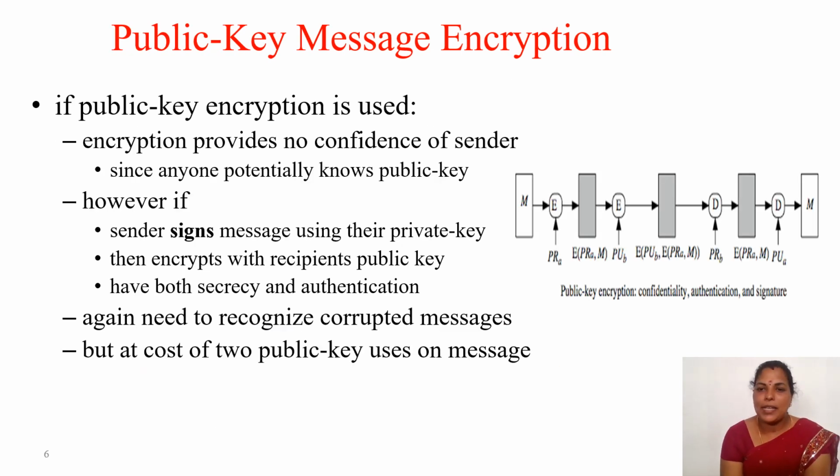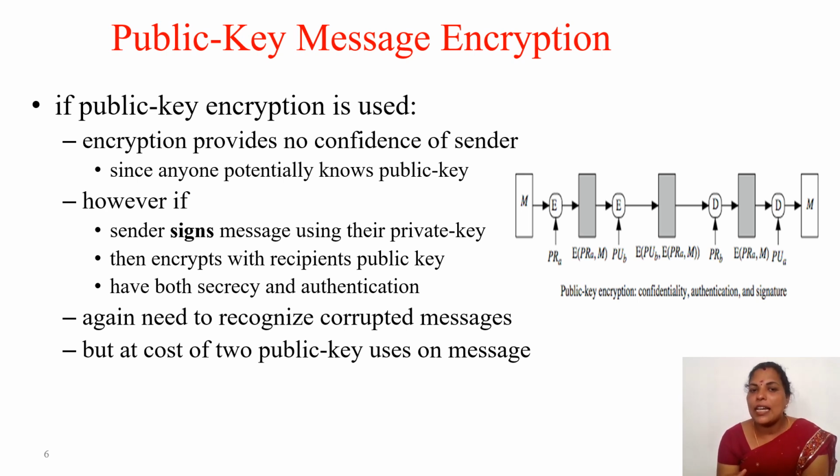Coming to public key message encryption, we know that in the public key encryption process we have two keys. One is the public key and another one is the private key. The public key can be used for encryption, then the private key is used for decryption. The vice versa is also possible. That is, the private key is used for encryption and the public key is used for decryption. If public key encryption is used, encryption provides no confidence of the sender, since anyone potentially knows the public key, because the public key is known to all, but the private key is confidential.